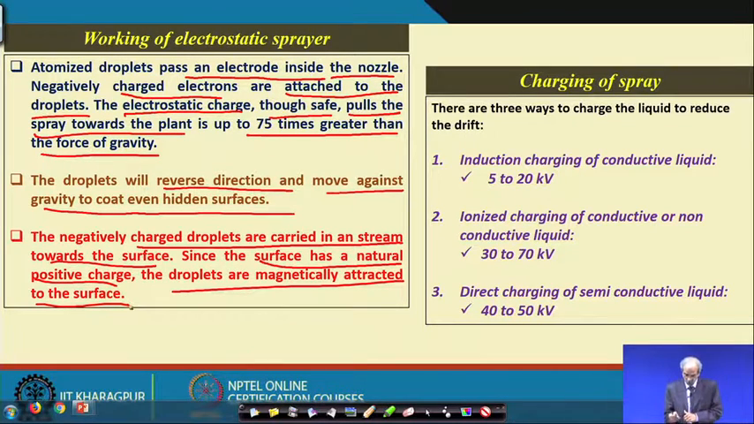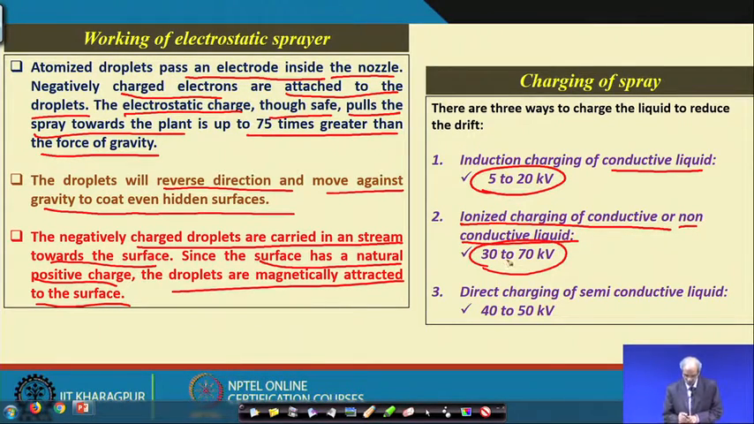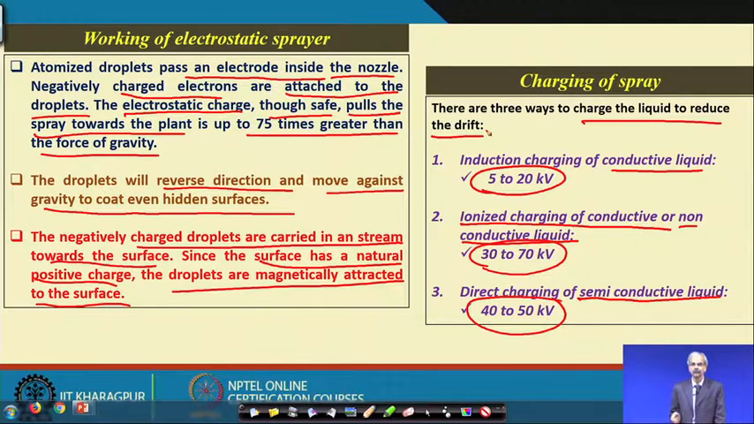The three ways are: first, 5 to 20 kilovolt induction charging of conductive liquids; then ionized charging of conductive or non-conductive liquids, which requires 30 to 70 kilovolt; and then direct charging of semi-conductive liquids at about 40 to 50 kilovolts. So, these are the three ways to charge the liquid to reduce the drift. So, this is a way one can do it.